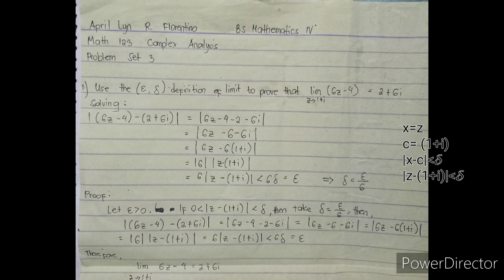which means x is equal to z and c is equal to 1 + i, so that the absolute value of x - c is less than delta. Then the absolute value of z - (1 + i) is less than delta. That's why 6 delta, which is equal to epsilon, implies delta is equal to epsilon over 6.